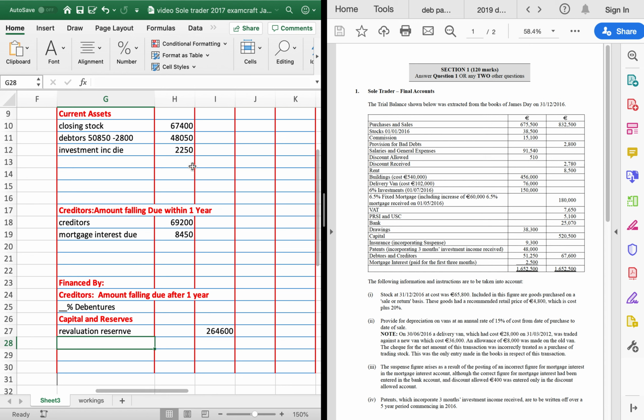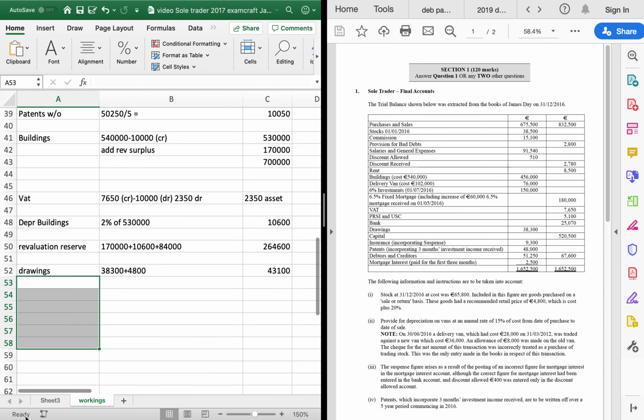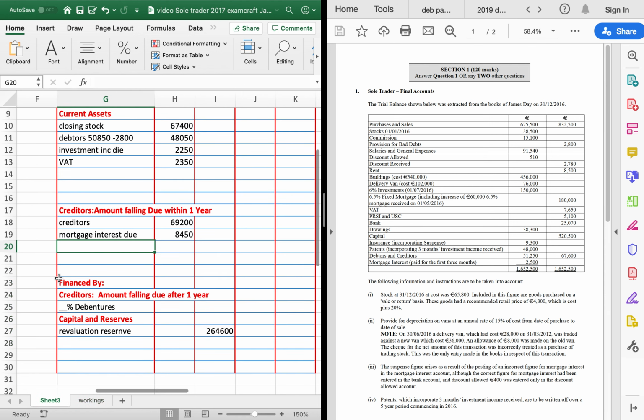2,350 was a liability. It's now an asset. Next one then, depreciation of buildings is admin, 10.6.